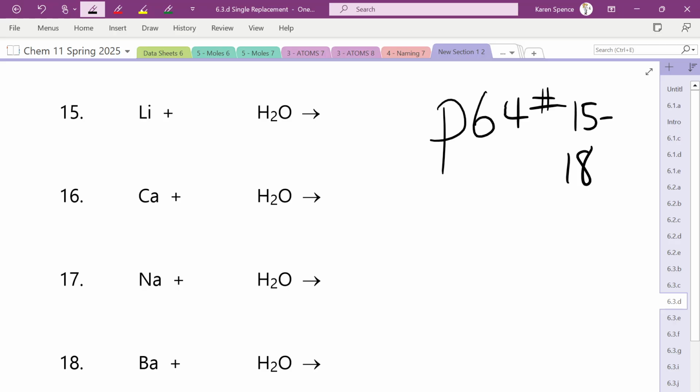Balance it. Okay, so what you're gonna do is not balancing A, you're balancing A. I'm just saying, so what you're gonna do is extend 2 H's.